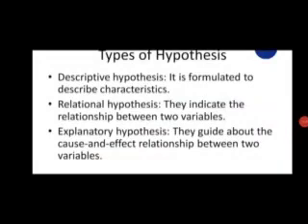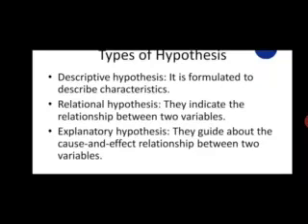Now let's have a look on the types of hypotheses which are used in research. First is descriptive hypothesis. It is formulated to describe characteristics. This type of hypothesis is used when we are trying to describe the characteristics or qualities of something. Say, for example, we want to analyze motivation. What are the major characteristics or qualities of motivation? Then we would use descriptive hypothesis because we want to describe different characteristics of motivation.